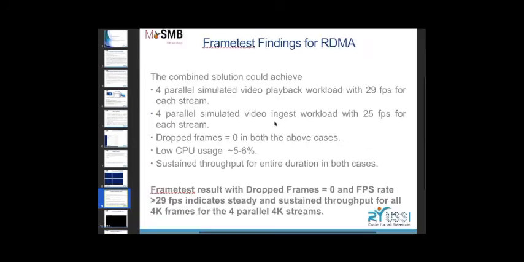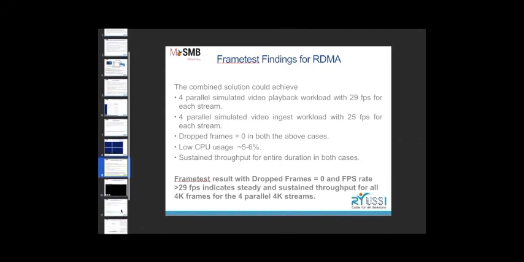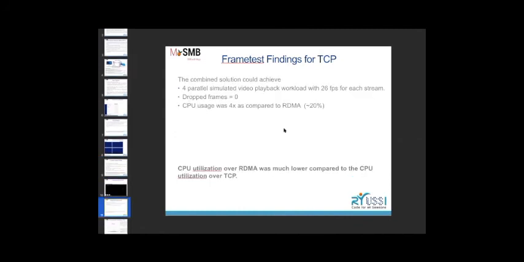So I'll jump onto the findings. These are the findings. We could achieve 4 parallel streams running at 26 frames per second for each stream, which is fairly good. The dropped frames were also 0, but the CPU utilization was much higher as compared to RDMA, almost 4 times as much.